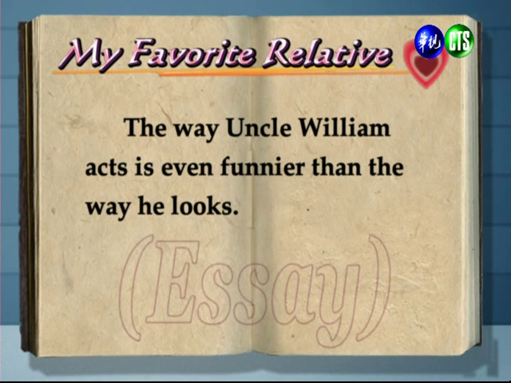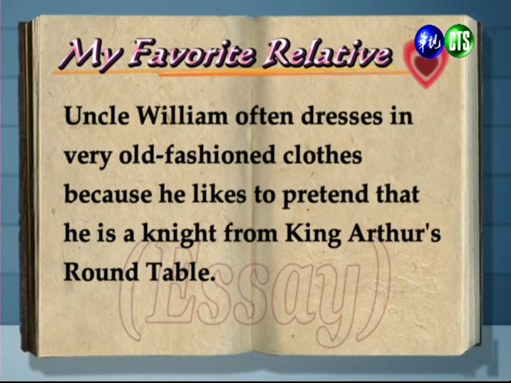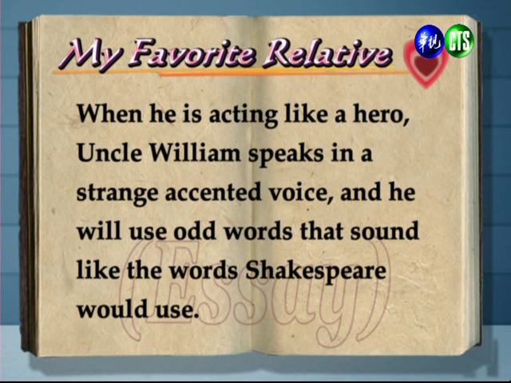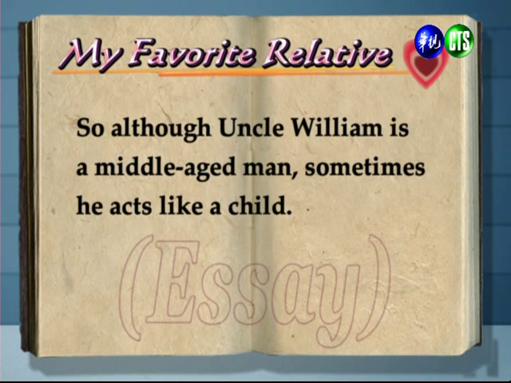The way Uncle William acts is even funnier than the way he looks. Uncle William often dresses in very old-fashioned clothes because he likes to pretend that he is a knight from King Arthur's Round Table. When he is acting like a hero, Uncle William speaks in a strange accented voice and will use odd words that sound like the words Shakespeare would use. So although Uncle William is a middle-aged man, sometimes he acts like a child.